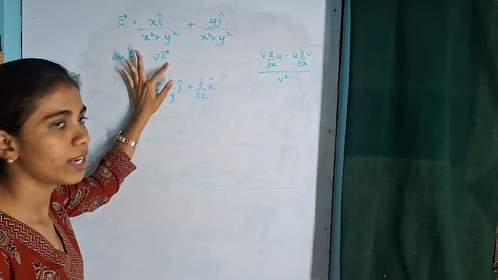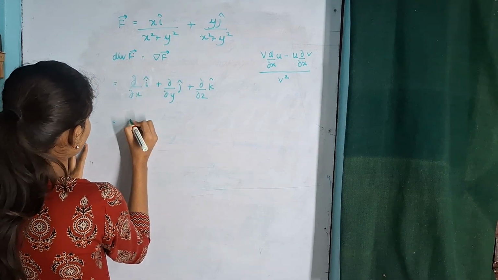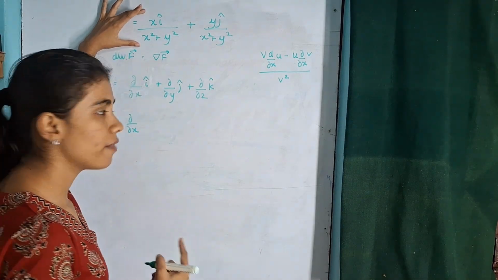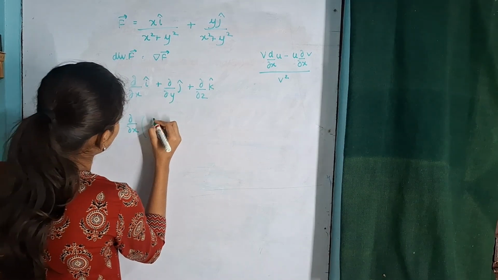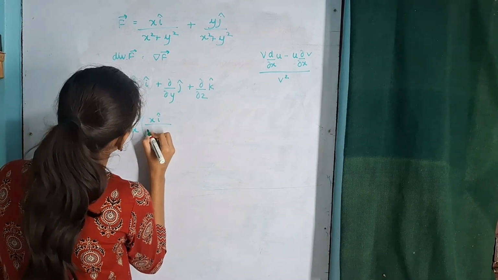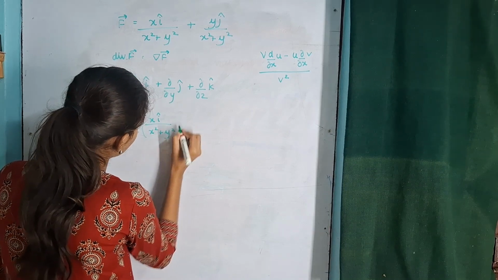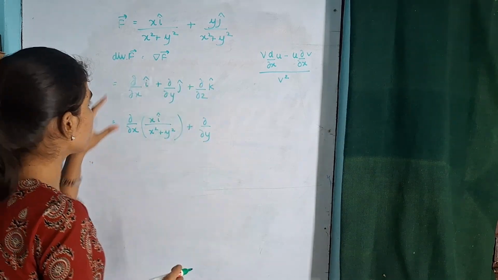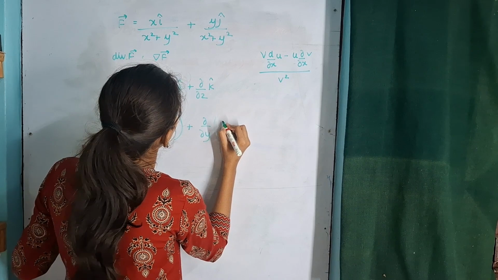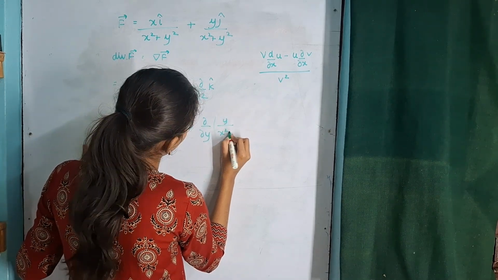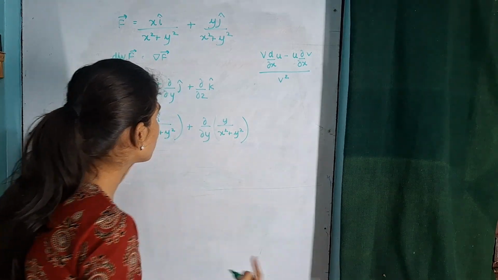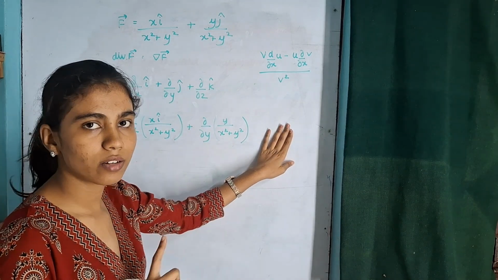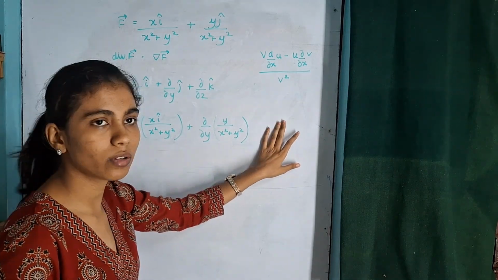How am I going to write the f vector? Instead of i, I am going to write the complete i term of the f vector. So it is going to be dou by dou x of x divided by x square plus y square, plus dou by dou y, and instead of j we write the j term, that is y divided by x square plus y square. We can write dou by dou z also, but we don't have any z term here, so it is going to be 0 and I am not going to write it down here.